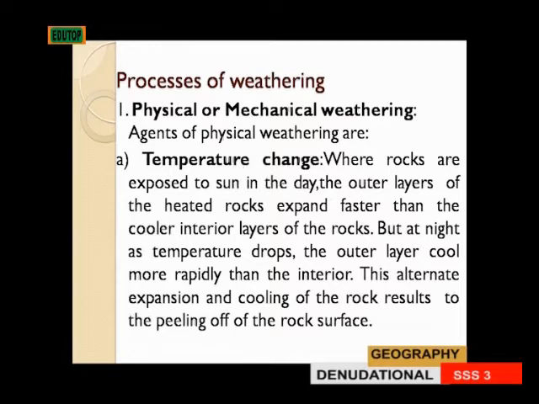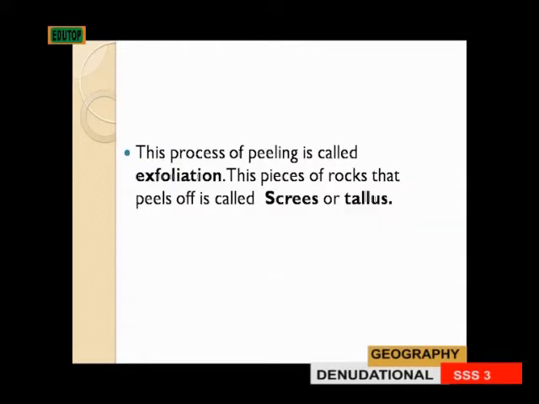temperature drops, the outer layer cools more rapidly than the interior layer of the rock. And this alternate expansion and cooling of the rock gives rise to the peeling off of the rock surface. This process whereby the rock surface peels off is termed exfoliation. And the pieces of the peeled rocks are called screes or talus.